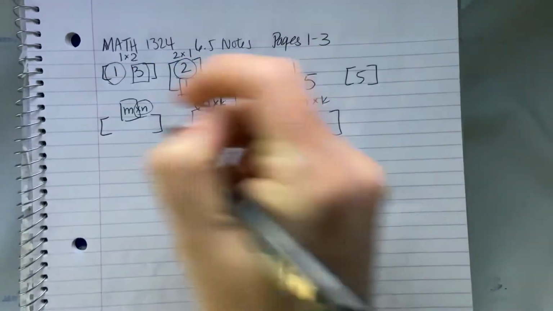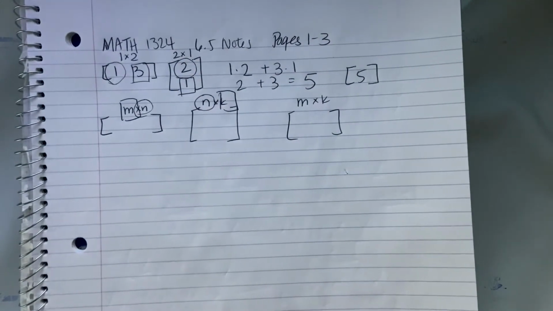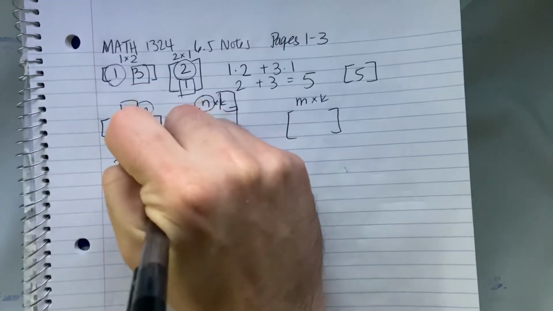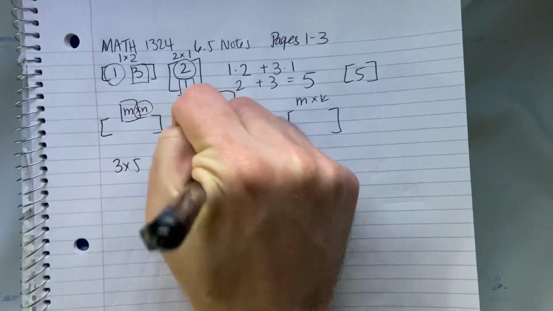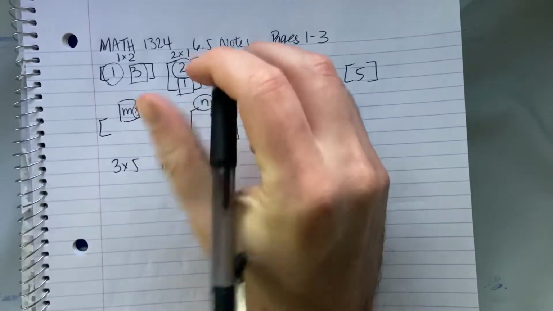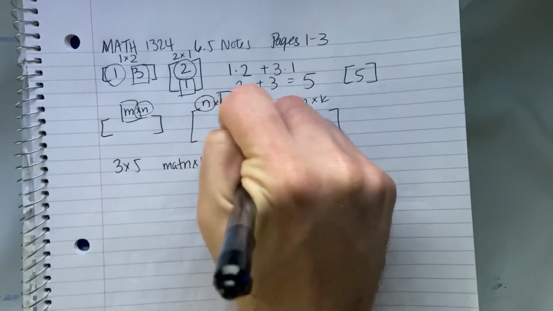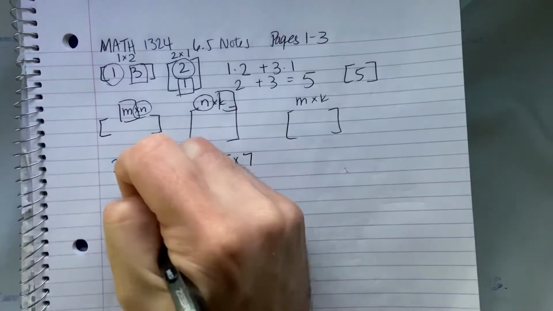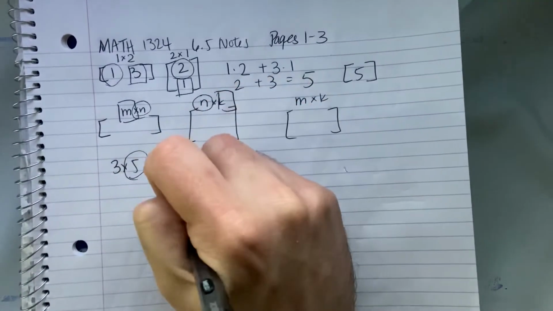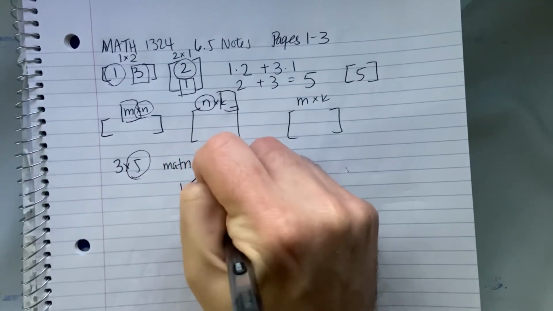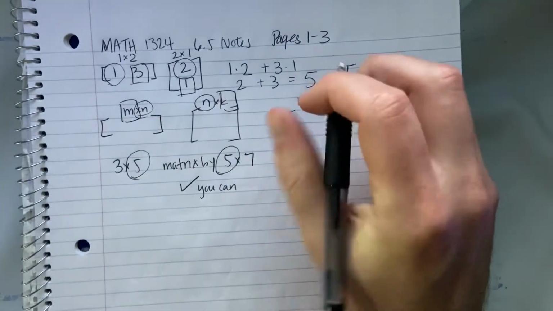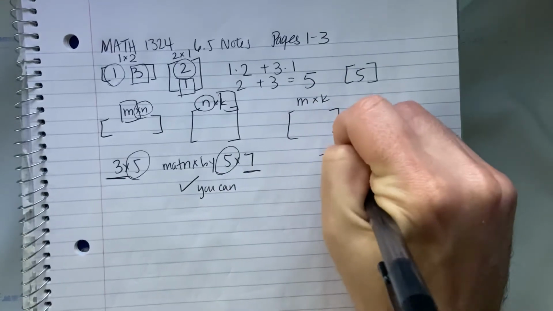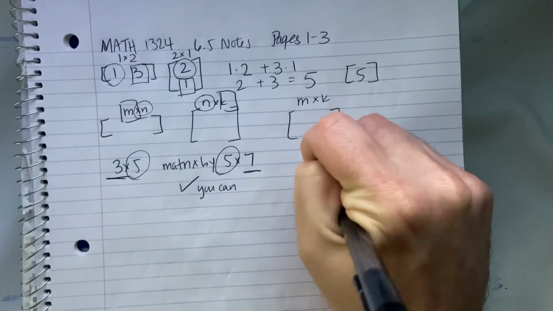So if you have a 3 by 2 matrix, this is at the bottom of page 1, it says, can you multiply a 3 by 5 matrix by a 5 by 7, for example. It's 2 by 3 and 3 by 5 at the bottom, but this is going to work fine. As long as these two numbers match, yes, you can multiply. And the answer will always be the size of the outside numbers. So the answer would be a 3 by 7 matrix.